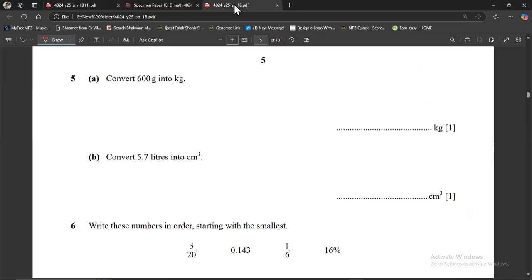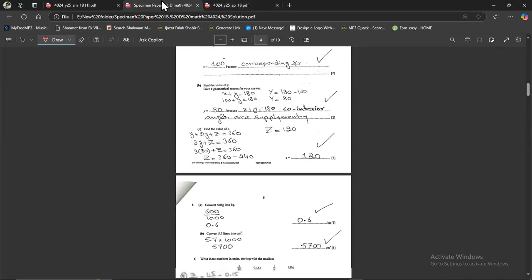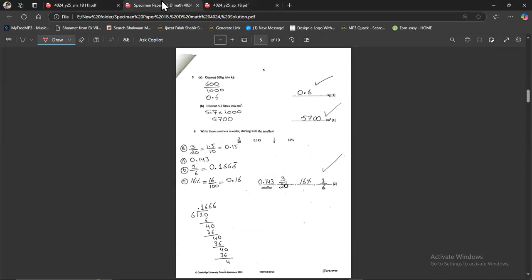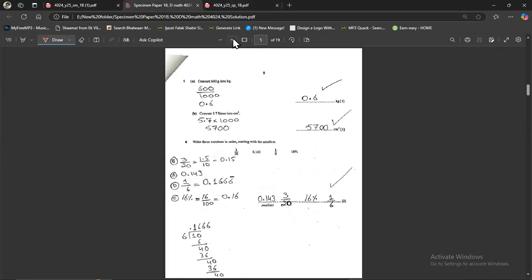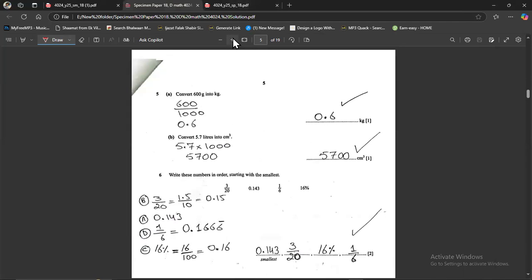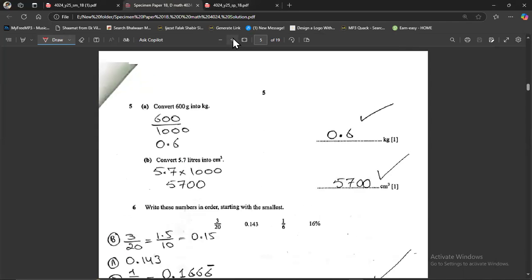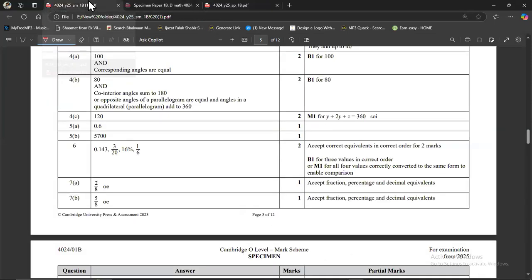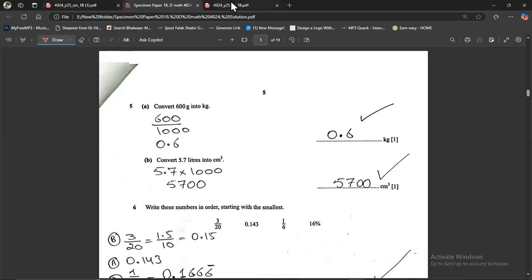Convert 600 grams into kg. In 1 kg, there are 1000 grams. So if you want to convert the grams into kg, you will divide it by 1000. So 600 will be divided by 1000, and that will give you the answer in kg. So 600 divided by 1000 is 0.6 kg. 0.6 kg is the right answer, sir.